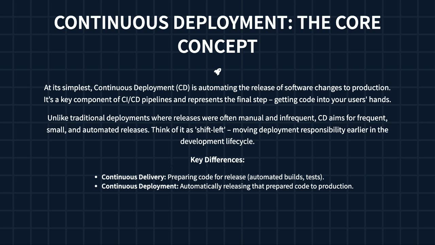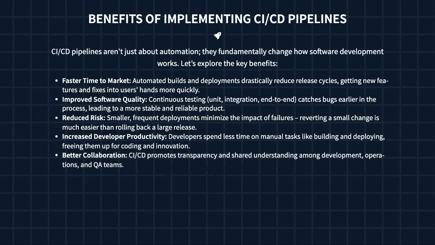Okay, let's talk about why you'd actually want to implement a CI/CD pipeline. The biggest benefit is often speed. It drastically cuts down the time it takes to get new features or bug fixes out to users. Because everything is automated, there are fewer manual steps, which means faster releases. Plus, because you're constantly testing throughout the process, bugs are found much earlier than they would be with traditional release cycles. This leads to higher quality software and reduces the risk of major issues when new versions drop.